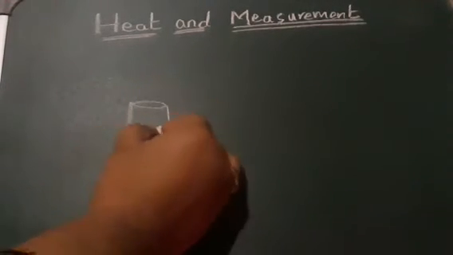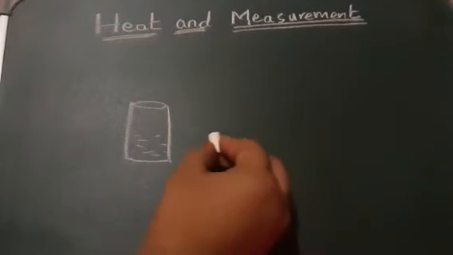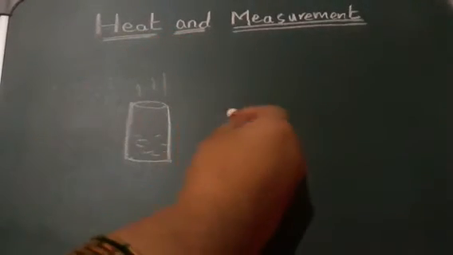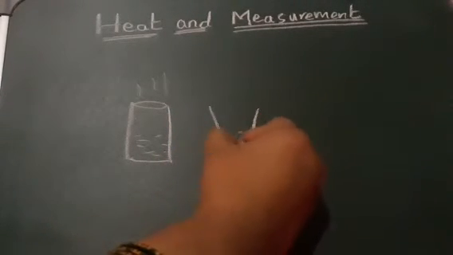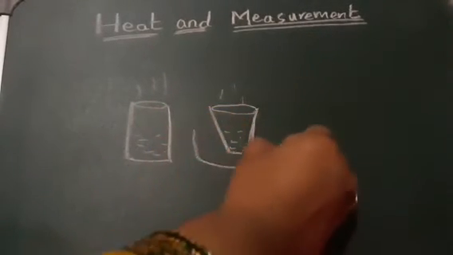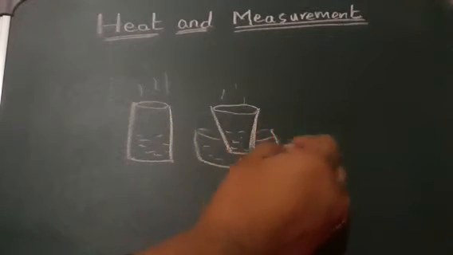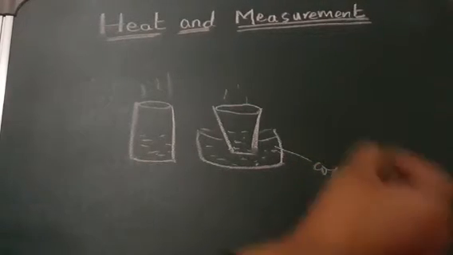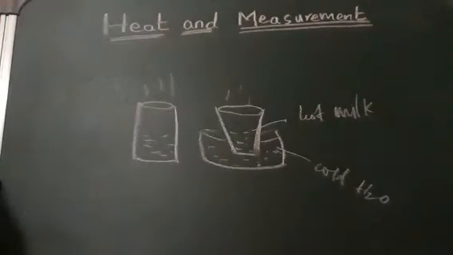and this milk glass is very hot. Now what you're going to do, you're just going to place this hot glass into one container which is filled with water. Okay, this container is filled with water. So now you can see that this water is cold water and this is hot milk.